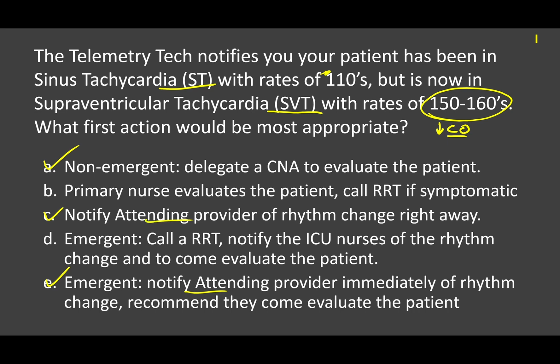At that point, you now have a choice. Do you call an RRT and have the ICU nurse look at the patient, or do you look at the patient first, then call an RRT if the patient's symptomatic? That's the route you need to go. Any kind of delays in checking out this patient are delays. So if you get notified your patient has gone into SVT, it's your priority to get in there and take a look at them as soon as possible, and then you can call for more help if the need arises. So best first action, primary nurse evaluates the patient, calls if symptomatic.